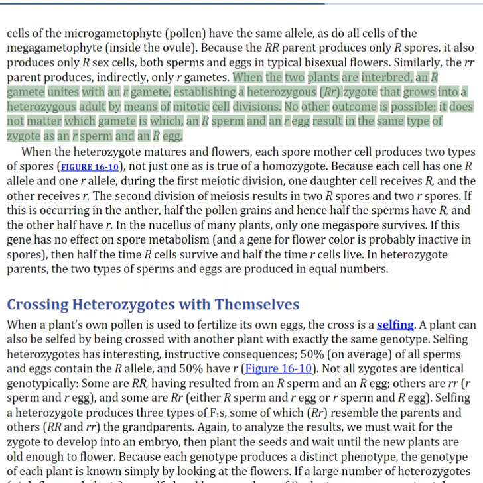When the two plants are interbred, an R gamete unites with an r gamete, establishing a heterozygous zygote that grows into a heterozygous adult by means of mitotic cell divisions. No other outcome is possible. It does not matter which gamete is which, an R sperm and an r egg result in the same type of zygote as an r sperm and an R egg.